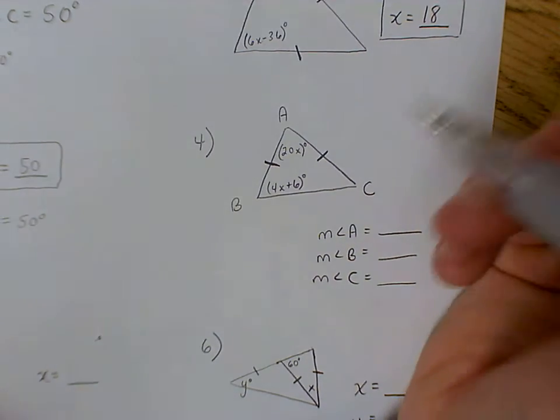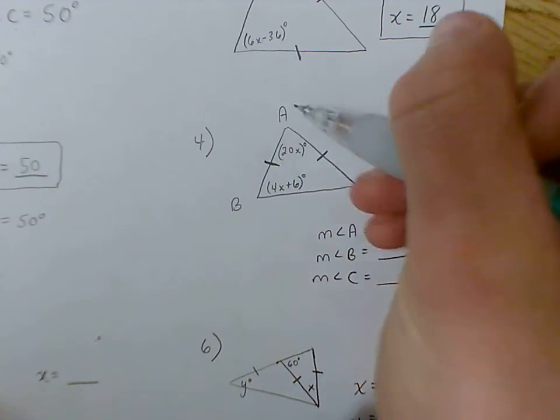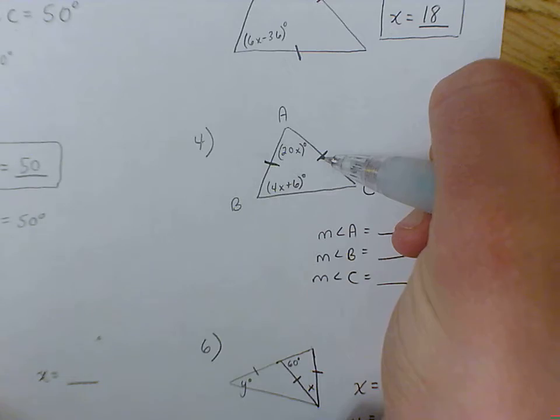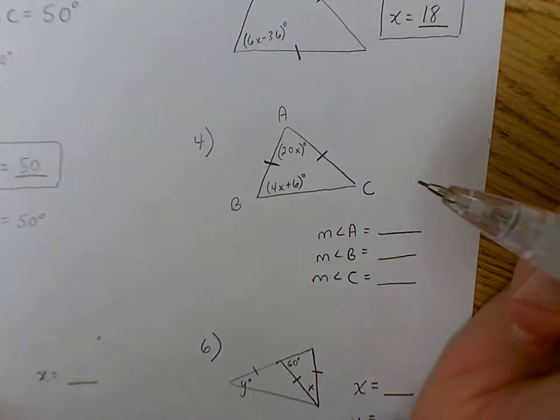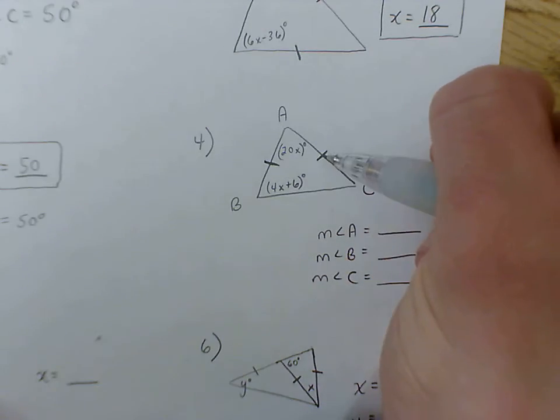This one. All right, well, look at what you got. You got an isosceles triangle, so you know those base angles are going to be equal. So what are the angles that are opposite of these sides?